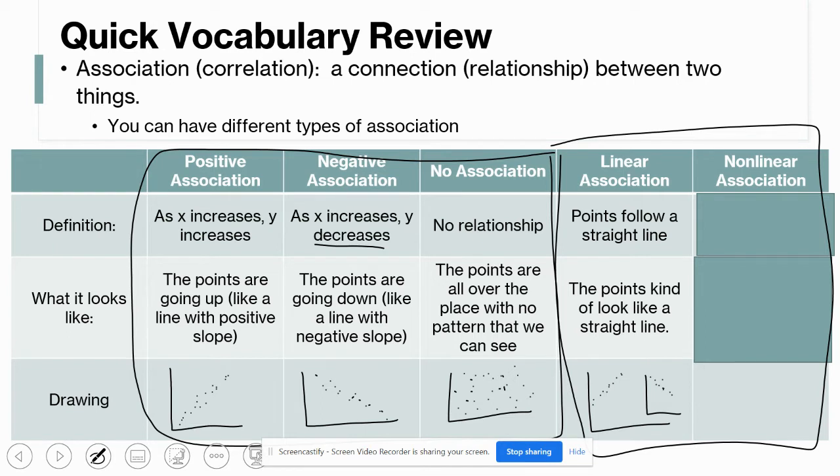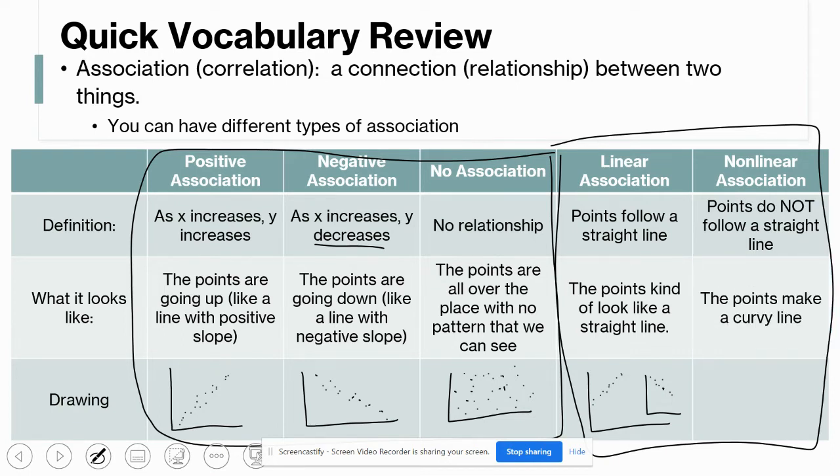On the other hand, nonlinear association are points that do not follow a straight line. So what does it look like? They make a curvy line. So maybe it looks like an upside down U or a McDonald's M.